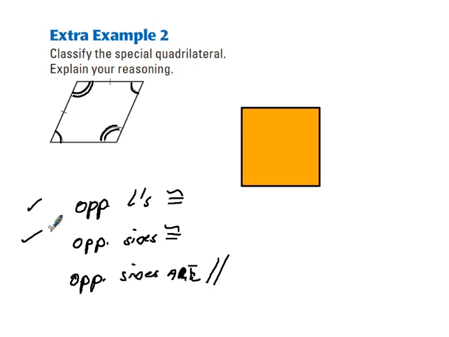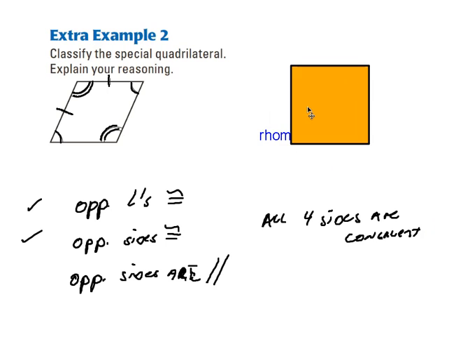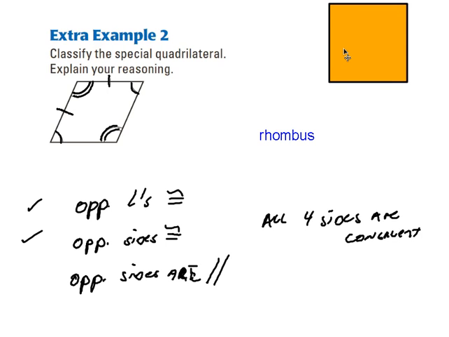So we have these consecutive sides that are congruent. That means all four sides are congruent, which makes this a... Is this a square or a rhombus? For a square, we'd have to have all four angles congruent. We have all four sides congruent, so this is a rhombus.